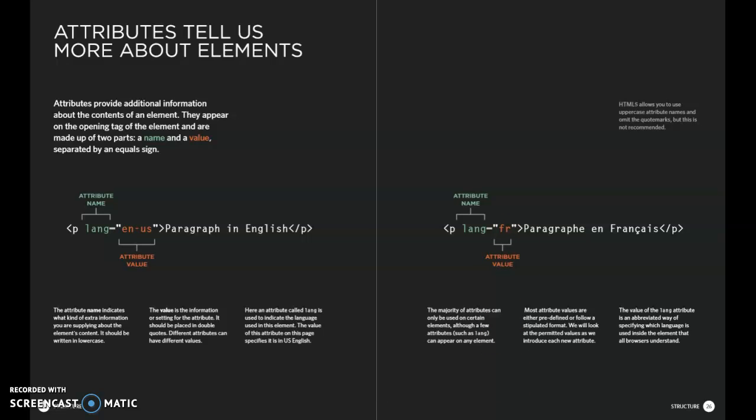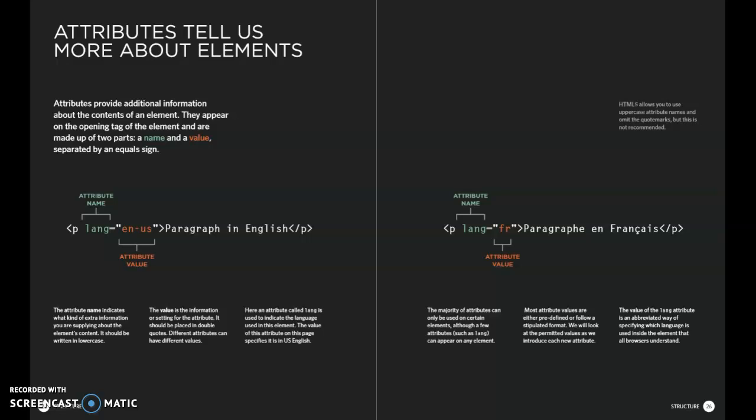The attribute name indicates what kind of extra information you are supplying about the element's content. It should be written in lowercase. The value is the information or setting for the attribute, and it should be placed in double quotes. Different attributes can have different values. An attribute called lang is used to indicate the language used in this element. The value of the attribute on this page specifies it is in US English.